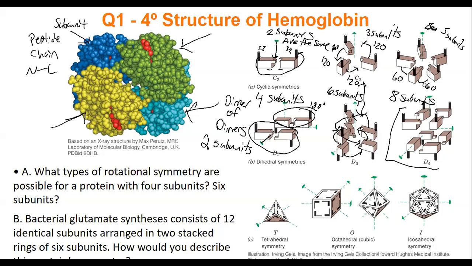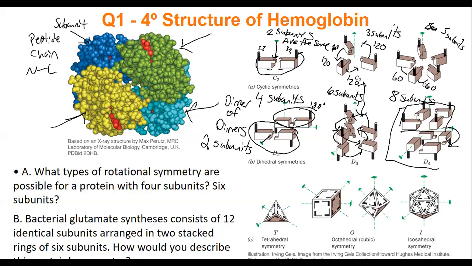What are C and D? C is cyclic, D is dihedral. Cyclic goes around in a circle. D goes around in a circle, but it does it at 2 different heights. That's more or less what's going on. It's very hard to see in 2D, but basically, this is copied down here.